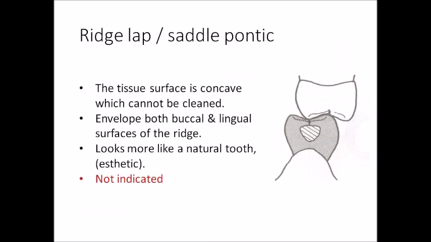Ridge lap pontic is also called a saddle pontic. This is because it resembles the saddle of a horse. This pontic covers the residual ridge from the buccal and lingual surfaces. So it has a concave tissue surface, and it is very difficult to keep clean. This is the major disadvantage of this pontic. It looks more like a natural tooth, so it is aesthetically pleasing, but it is not indicated because of the extensive mucosal coverage of this pontic.